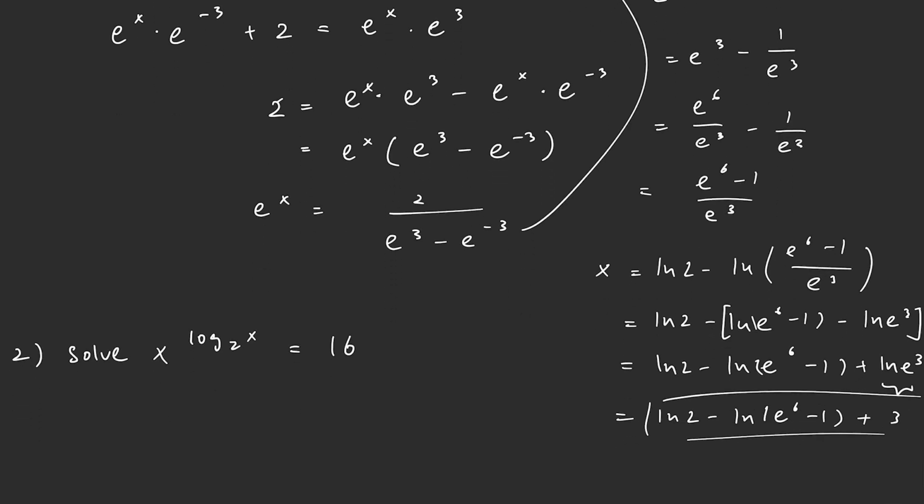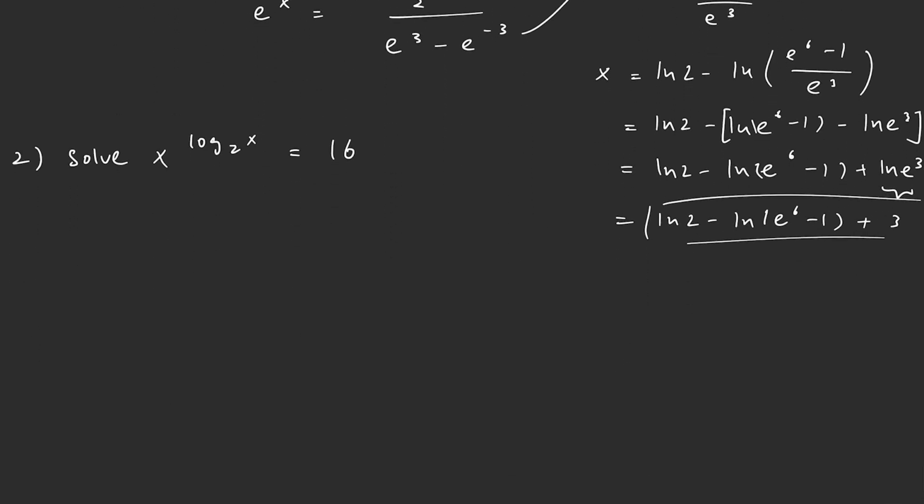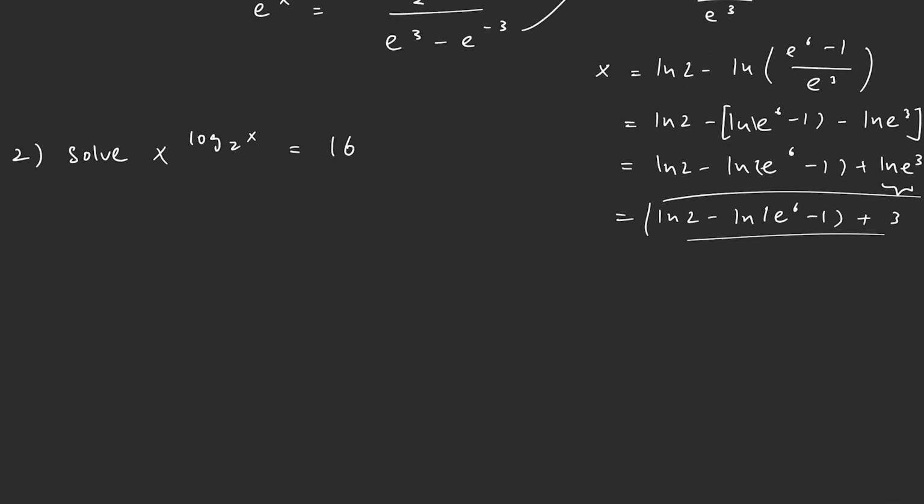So for our next question, it says that x raised to the power of log base 2 of x is equal to 16. So what can we do here? Well, I think I want to take the log base 2 of both sides, because we have a log base 2 in the power, and if we bring it down as another log base 2, we can have a product, which could help us.